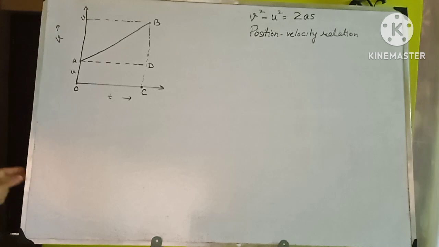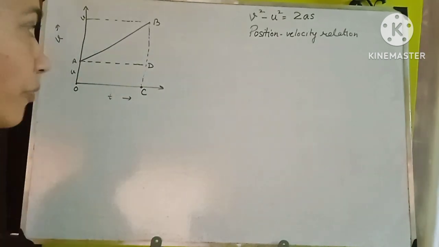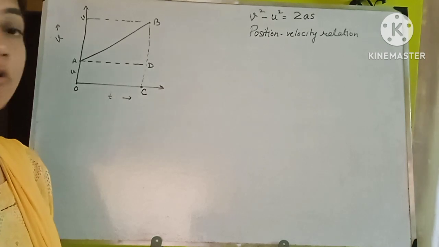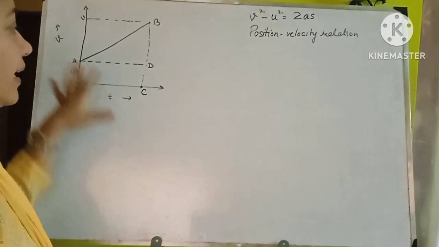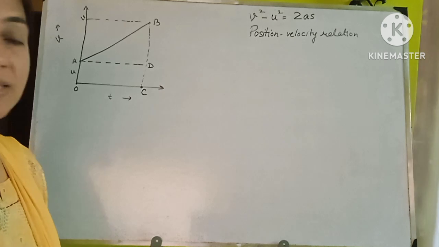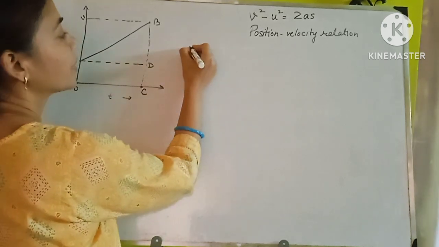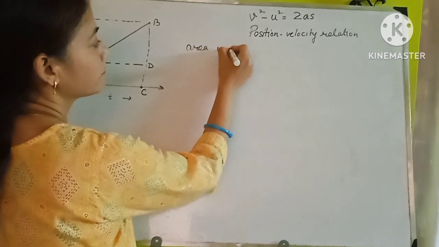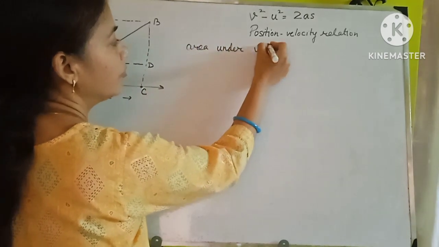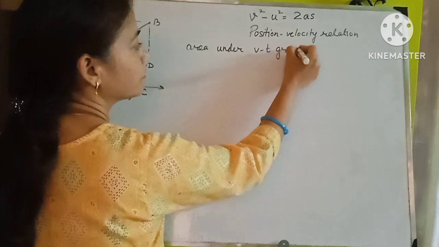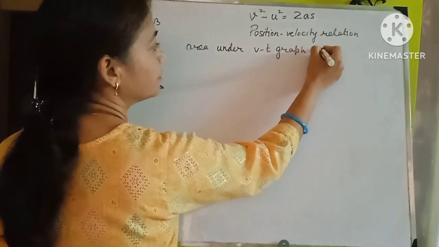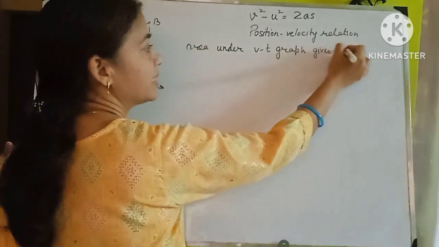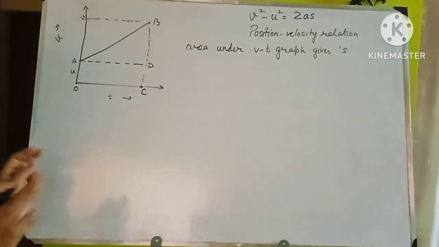Now, you should always remember where to start the derivation from. In the second equation of motion, we started the derivation from the fact that the area under the VT graph gives the distance traveled, right? Same here also, we'll write: area under the VT graph gives the distance traveled or the magnitude of displacement. Same thing we will use here also.